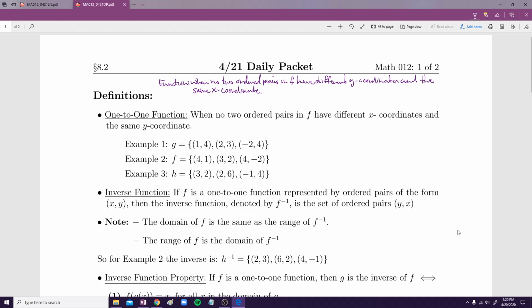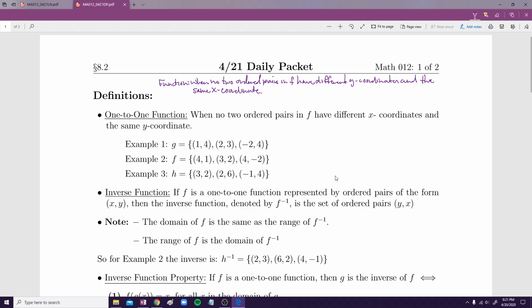So the first definition I'm going to cover is a one-to-one function. A one-to-one function is when no two ordered pairs in F have different x coordinates and the same y coordinate. And when I say F, I just mean your function. So it can be F, G, H, Z, whatever. It doesn't matter. All right?